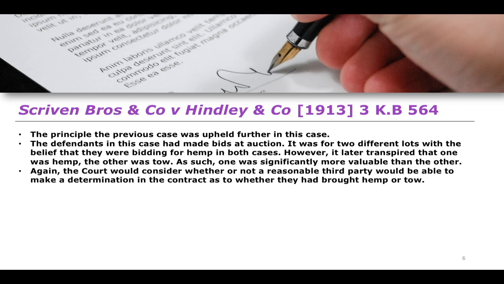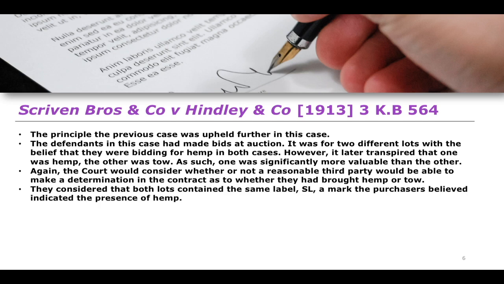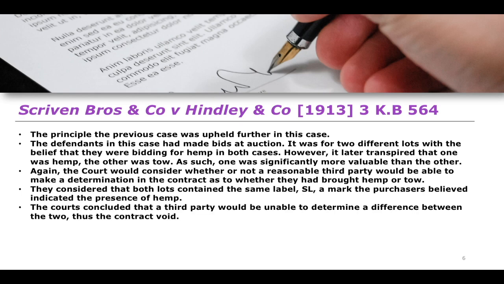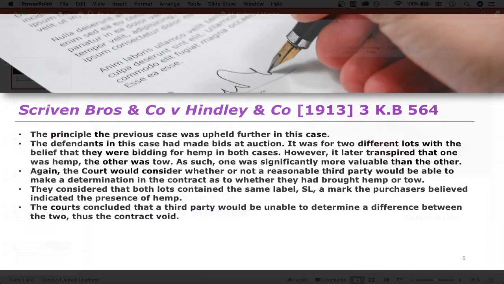Again, the court would have to consider whether a reasonable neutral third party would be able to make a determination in the contract as to whether they had bought hemp or tow, whether a distinction could be made here that is able to delineate which lot was which. They considered that both lots contained the same label, SL, which was a mark the purchasers believed indicated the presence of hemp. The courts concluded that a third party would therefore be unable to determine the difference between these two different lots within the contract, and so, just like in the previous case, the contract was void on the basis of mutual mistake.